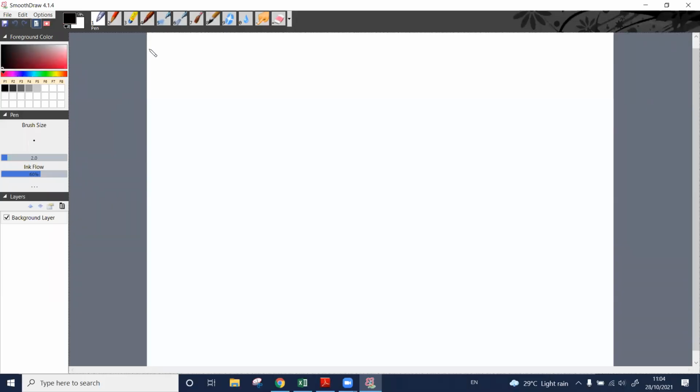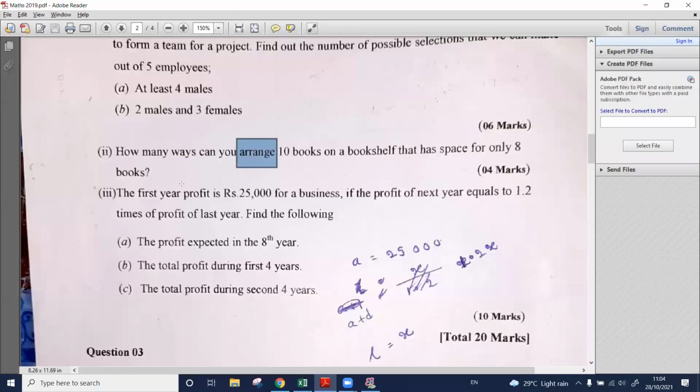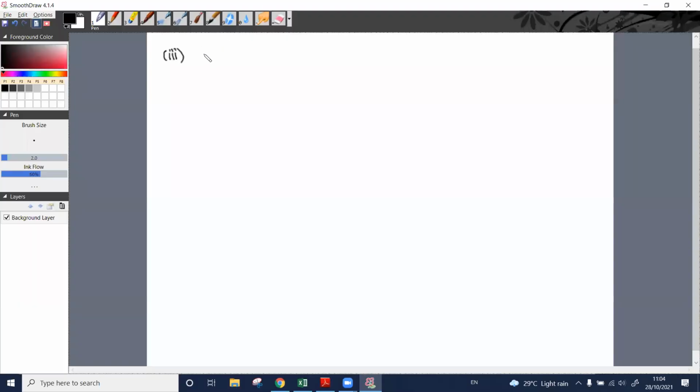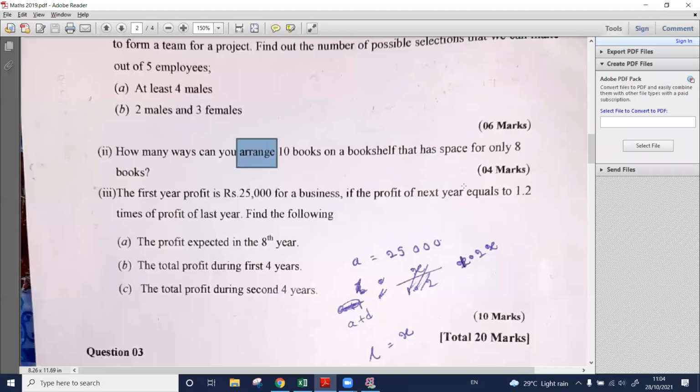Question number 2, part 3. The first year profit is 25,000 for a business. If the profit of next year equals 1.2 times the profit of last year, find the following. Right? The first year profit is 25,000. And the next year profit equals 1.2 times the profit of last year.